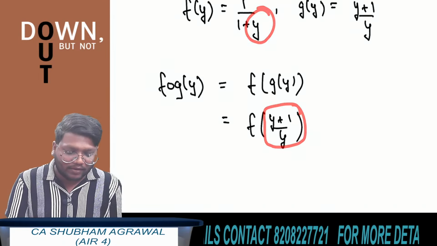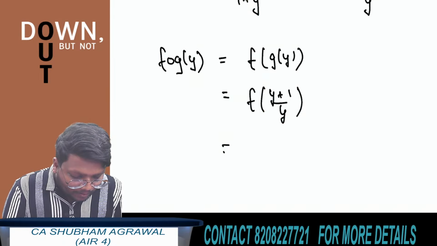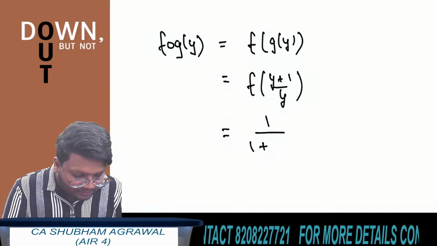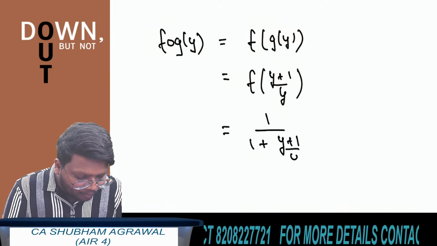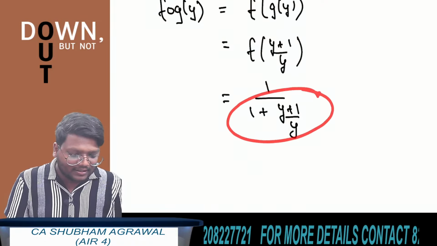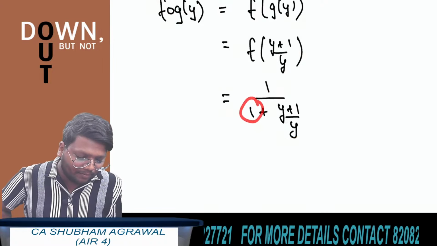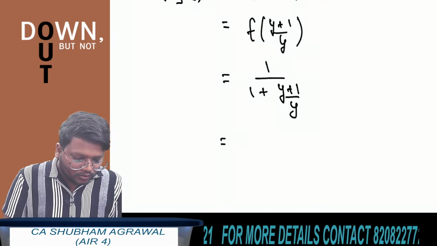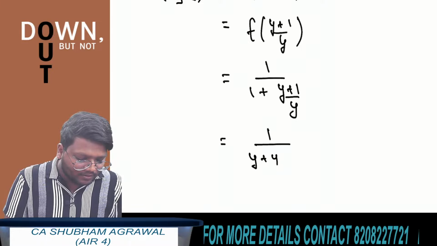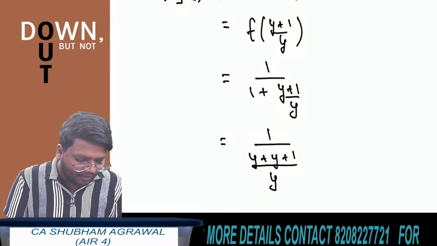Y plus 1 upon y. What is the answer? See, 1 upon 1 plus y plus 1 upon y. Quickly add this thing. You have to do cross multiplication. 1 multiplied by y is what? Y. 1 upon y plus 1 whole divided by y.